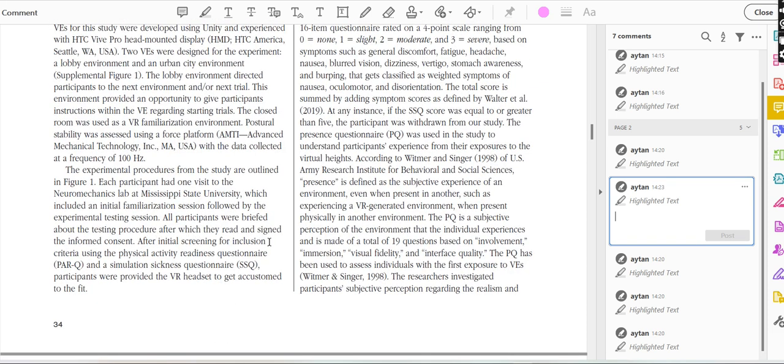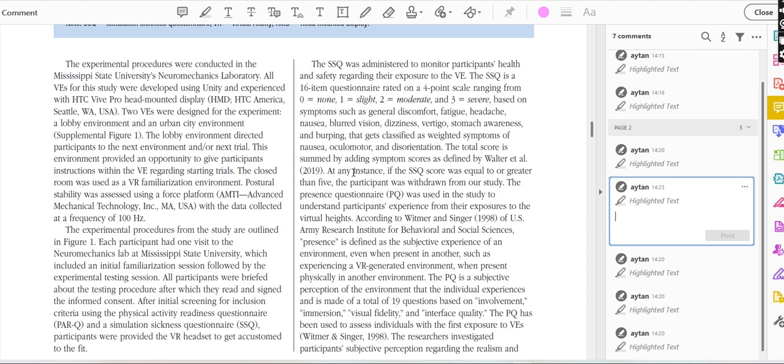After initial screening for inclusion criteria using the Physical Activity Readiness Questionnaire and a Simulation Sickness Questionnaire, participants were provided the VR headset to get accustomed to the fit. The SSQ was administered to monitor participants' health and safety regarding their exposure to the VE.